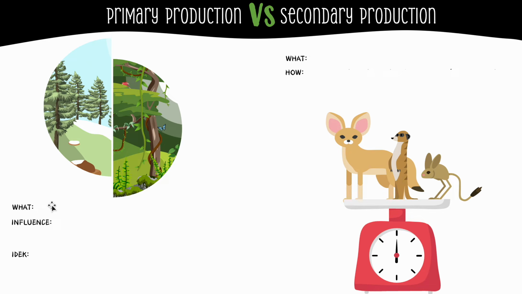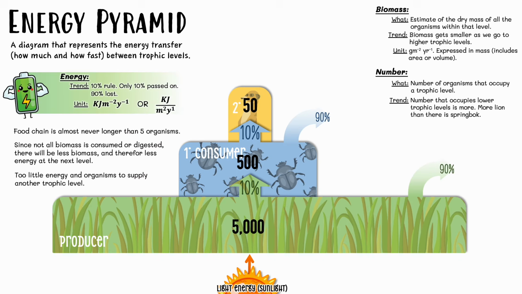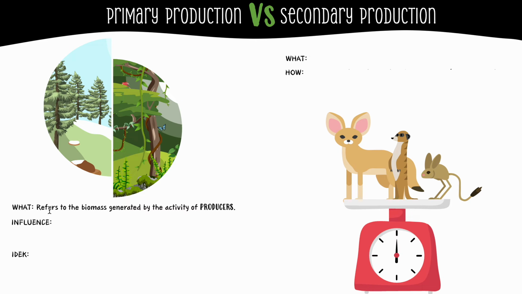So what is primary production? It refers to the biomass generated by the activity of producers. So remember, producers, right? They use sunlight. Well, at least autotrophs do. They convert sunlight into organic matter, so they can grow themselves. They can grow fruits. They can grow bigger. They can reproduce, things like that. So this is primary production.